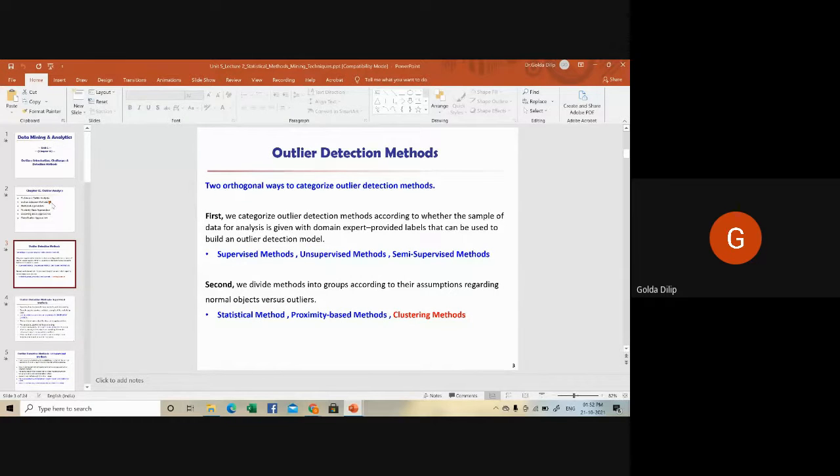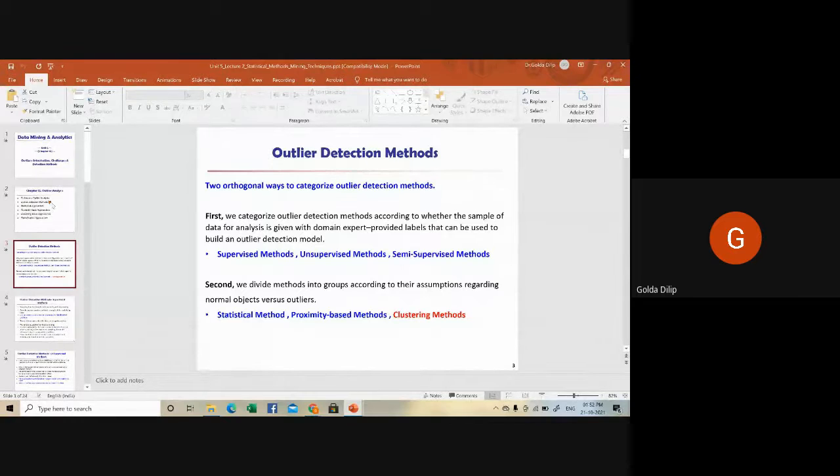The second one is we divide the methods into groups according to their assumptions regarding normal objects versus outliers. Based on that, we have the statistical method, the proximity-based method, and the clustering method. Clustering method I've shown in red color because it's not mentioned in your syllabus. We will be discussing only the statistical method and proximity method.